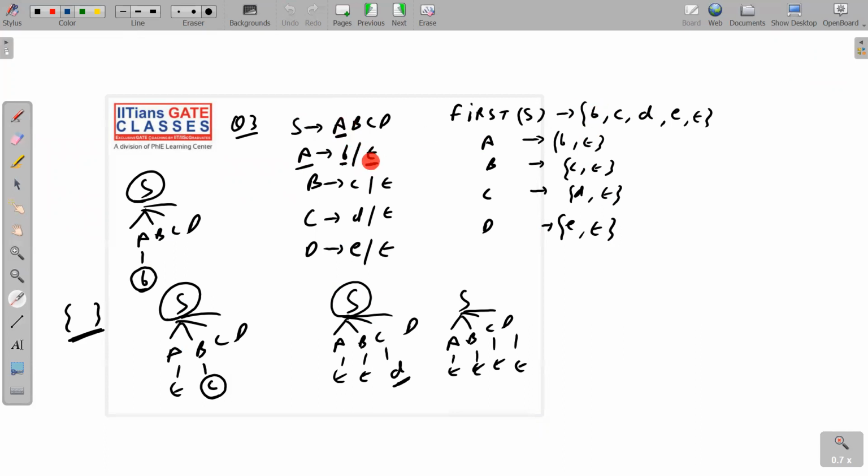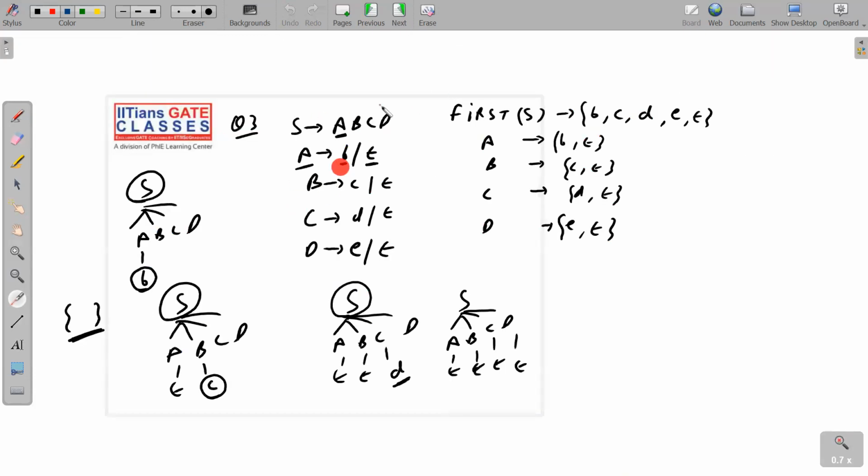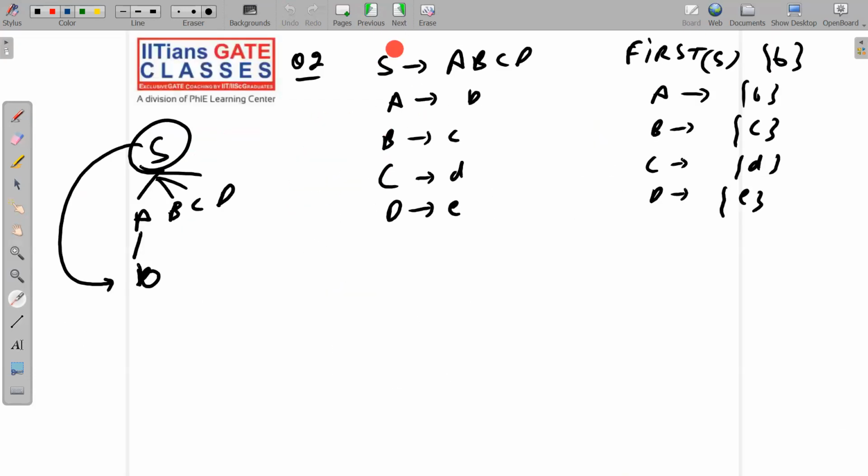But we cannot write null directly. That will come in the third rule. So see this example. First of S will be what? First of A. So A goes to B. So first of S will be B. That's it. Forget about null production for now. We will study them in the third rule.